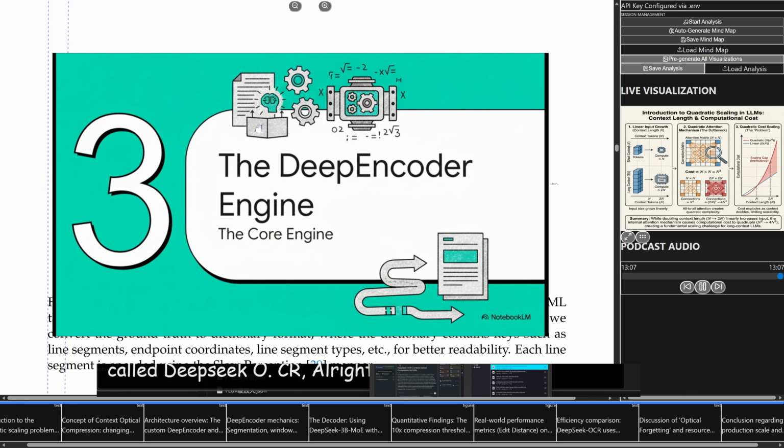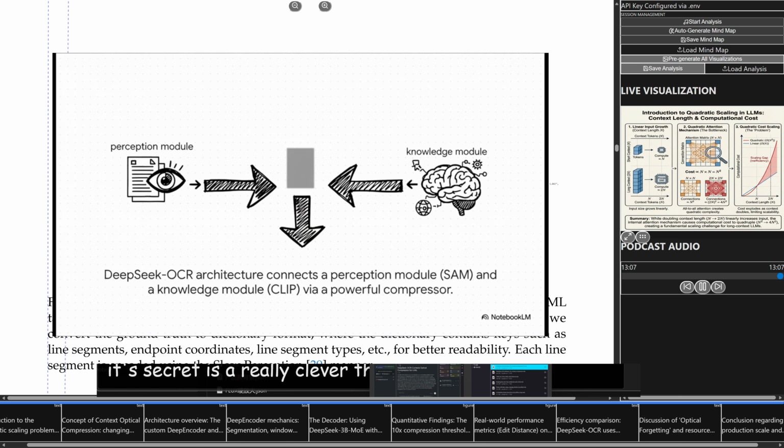All right, so how does this magic trick actually work under the hood? Let's get a little more technical and look inside the engine that makes this all possible. It's called the DeepEncoder, and its secret is a really clever 3-step design. So check out this architecture. What makes this whole thing so smart is its 3-part system. First, you've got a perception module. Think of this as the eyes. It sees the page in super high detail. Then you have the knowledge module. That's the brain, the part that actually understands the content. But the really critical piece is what sits in the middle, a super powerful compressor that acts like a filter, boiling everything down to just the essentials.